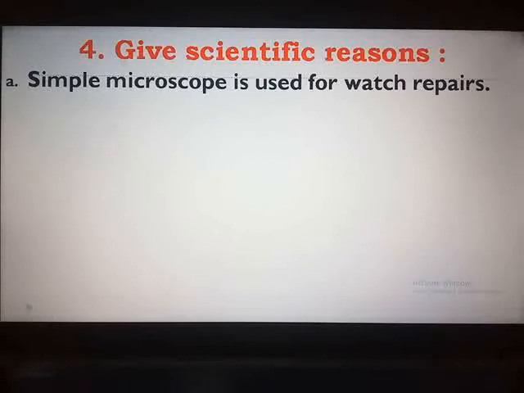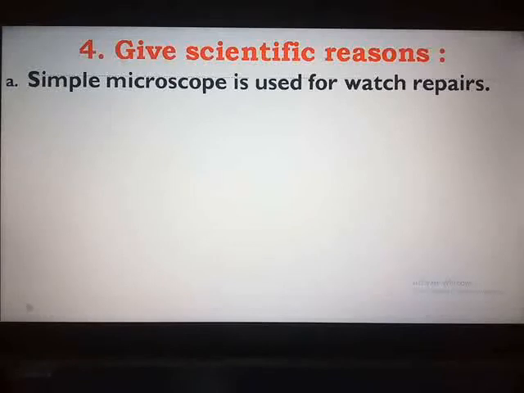You know that in a simple microscope, a convex lens with a small focal length is used, and that convex lens can give you a magnified image about 20 times larger than that of the object, and hence the watch repairers and all, they will be able to repair the minute parts of the watch.